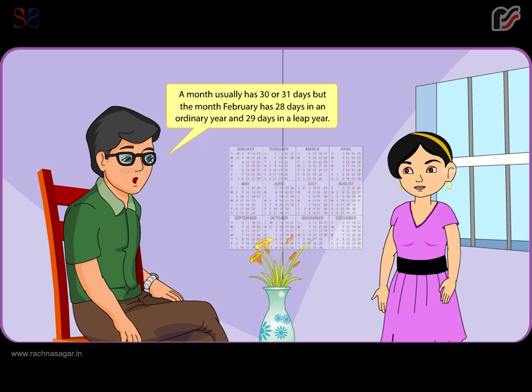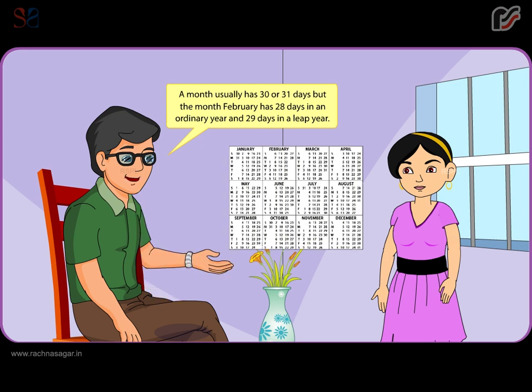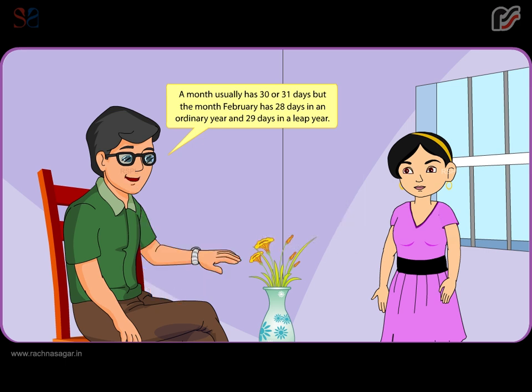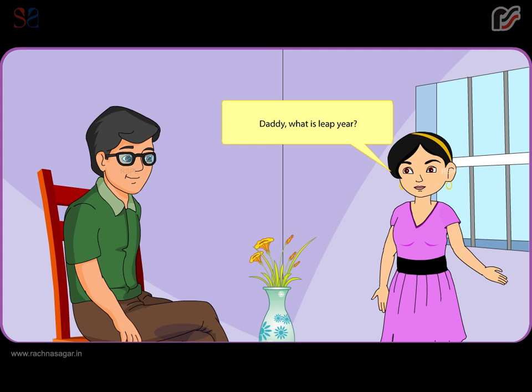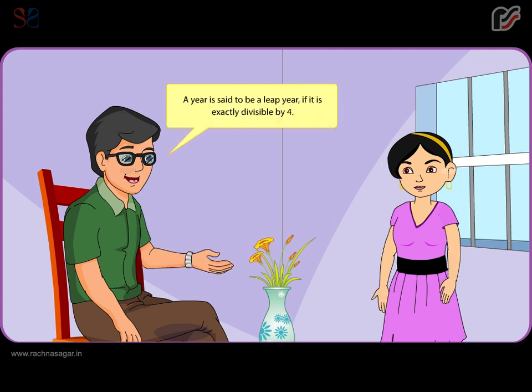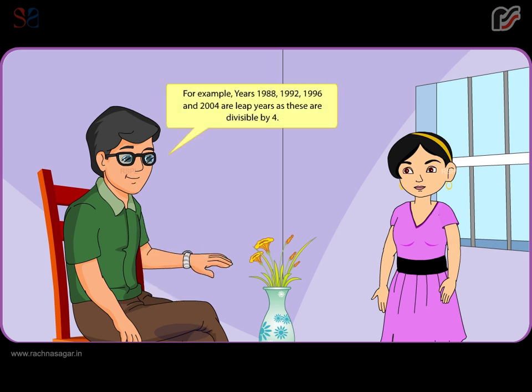A month usually has 30 or 31 days, but the month February has 28 days in an ordinary year and 29 days in a leap year. Daddy, what is a leap year? A year is said to be a leap year if it is exactly divisible by 4. For example, years 1988, 1992, 1996 and 2004 are leap years as these are divisible by 4.